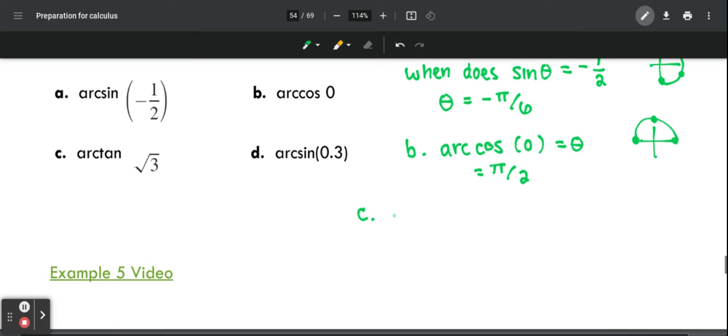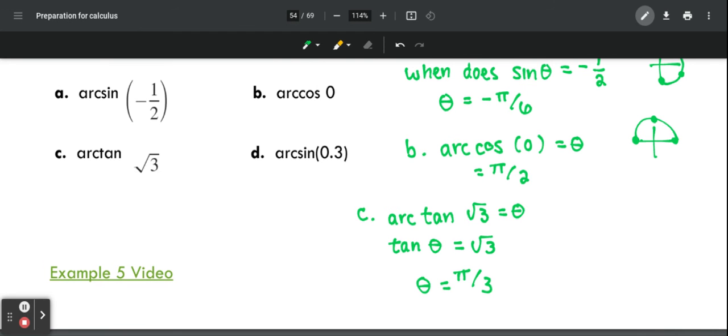For part C, we have arc tan of root 3 equals theta. Again, we're saying, when does the tangent of theta equal the square root of 3? We're restricted, and remember, that would be at pi over 3.